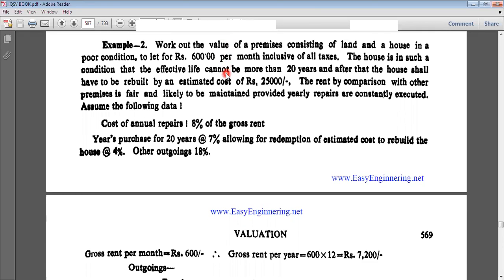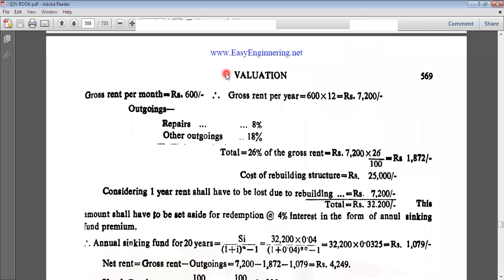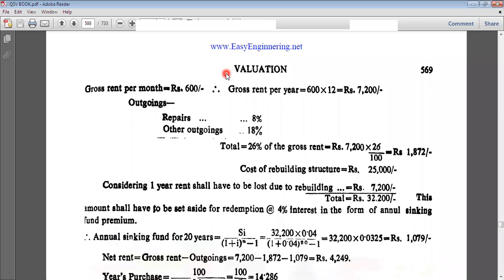Now, I will explain the details of this problem one by one. First, they have mentioned the gross rent per month. How much is it? Rupees 600. So for a single year, how much are they getting? 600 multiplied by 12, that is 7,200 rupees. Okay.